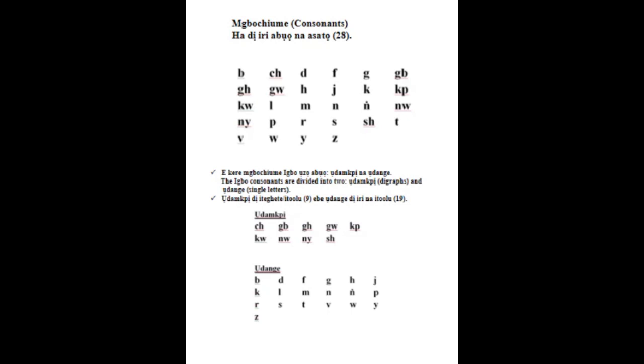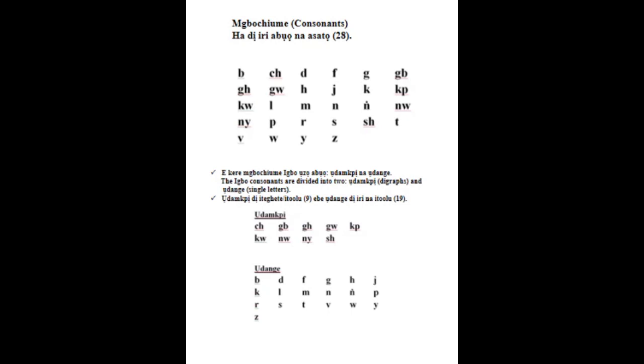You see them. B, chi, D, fe, ge, gbe, re, gwi, hi, ji, ki, kpe, kwe, le, me, ne, nge, nwe, ni, pe, re, se, shi, ti, vi, we, yi, zi.